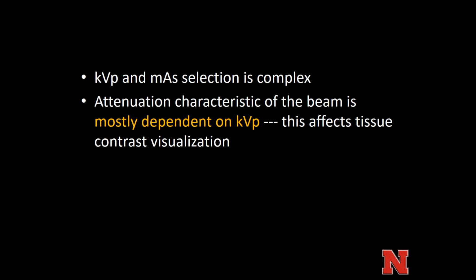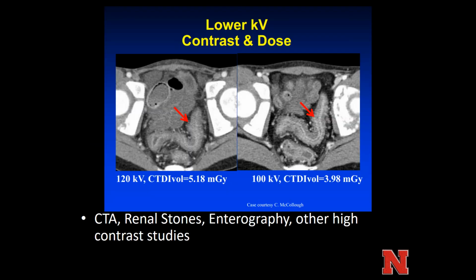The attenuation characteristics of the beam is mostly dependent on kVp. So if you have to pick something that's most important to the overall process of X-ray generation and the characteristics of the beam produced, you're going to select kVp. This is what affects contrast visualization in the target most. Here's an example of how you can manipulate kV to change contrast.